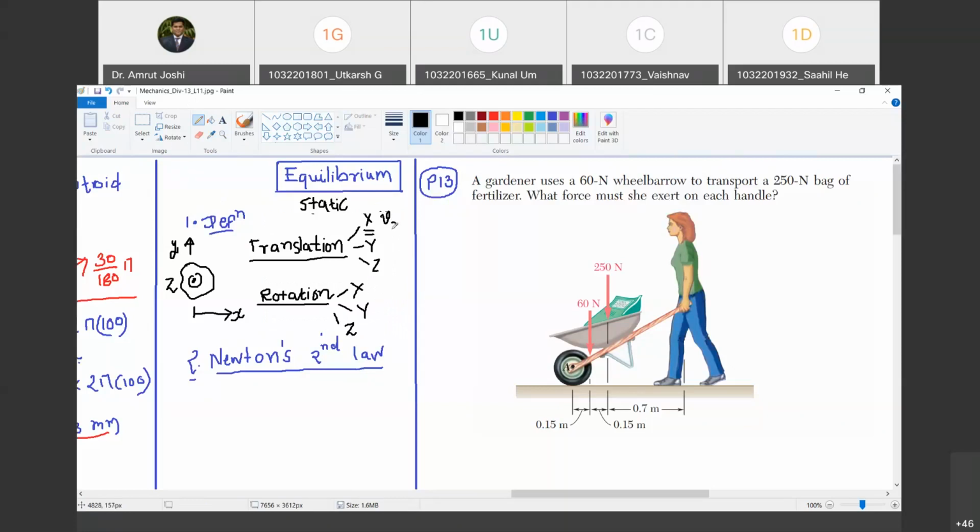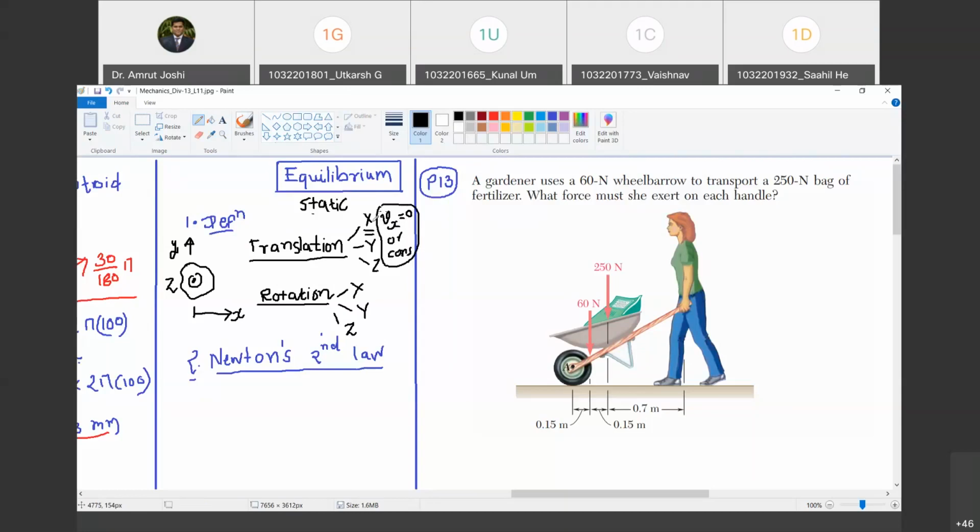Yes, I can. So Vx should be either 0 or constant. Happy? Okay. So Vx should be 0 or constant is the condition for equilibrium in x direction, translational equilibrium in x direction. Replace x with y and z, you get the conditions for translational equilibrium in y and z direction.